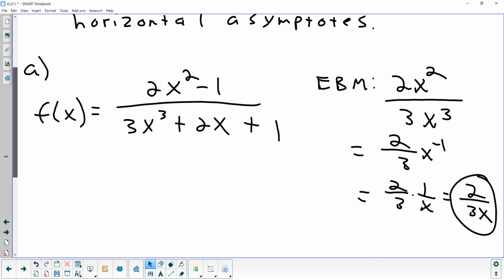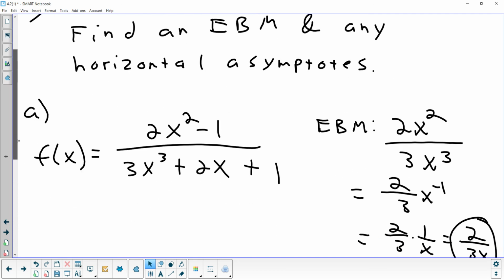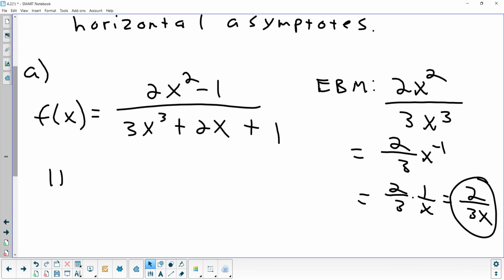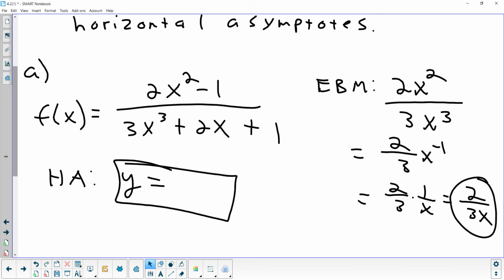So always follow your rules for negative exponents. If you end up with a negative exponent, it means it's in the bottom of a fraction. So we end up with 2 over 3x. Any question on that? Now, it says find the horizontal asymptote. So that's the EBM. Generally, when I ask you for a horizontal asymptote, I'm going to be looking for the equation. How should you always start the equation for a horizontal asymptote? Yep. y equals. Should always start y equals. If you put x equals, you just told me vertical, so that's wrong.